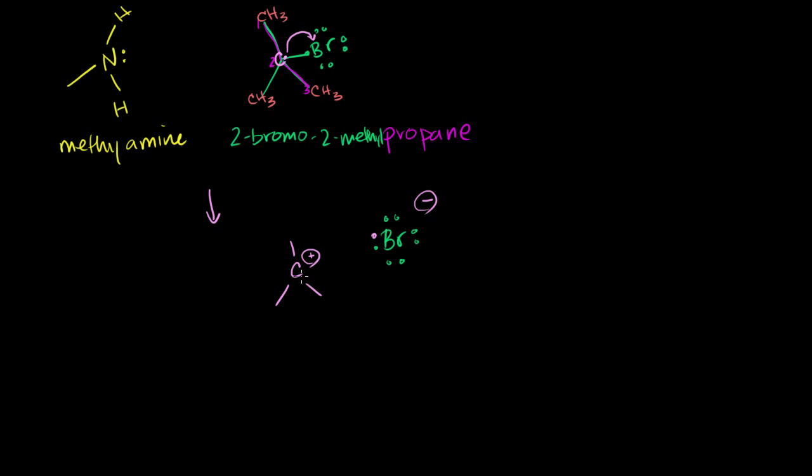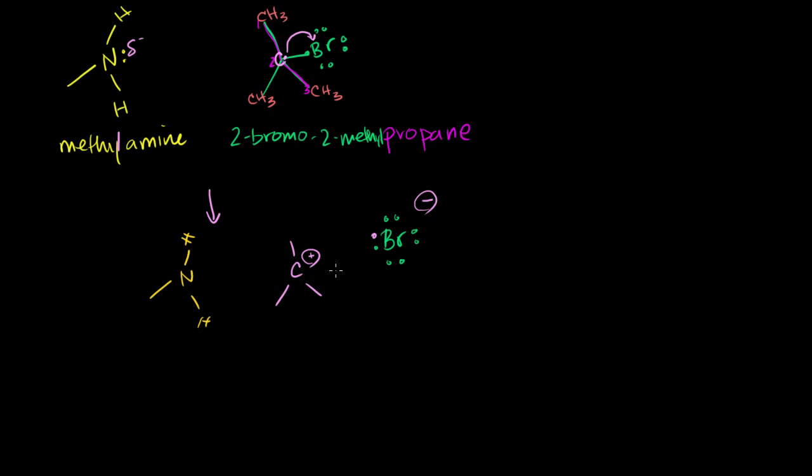But now that the bromine has left, the methylamine can get involved. And this should be methylamine right over here. Now this has, as we learned in the previous video, a partial negative charge, these extra electrons. It will be attracted to this carbocation. So let me draw the methylamine. So you have the nitrogen, hydrogen, hydrogen, bonded to a methyl group, like that.